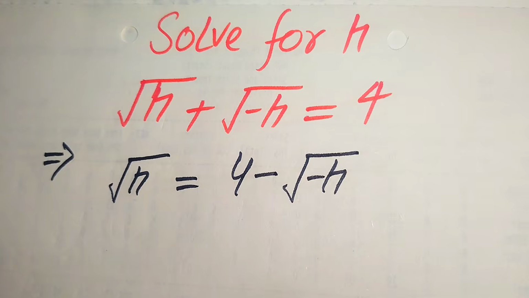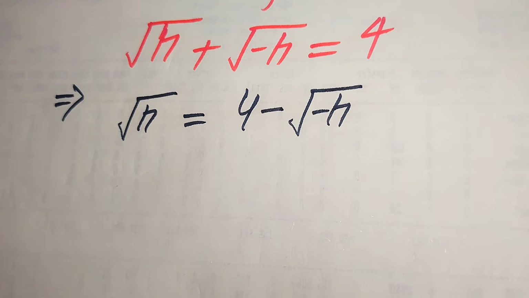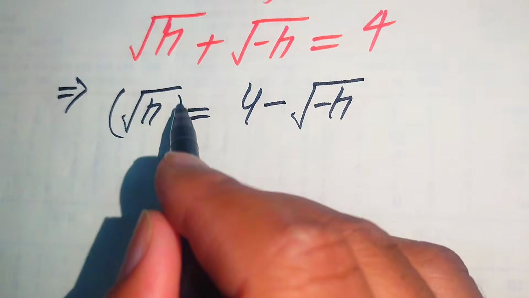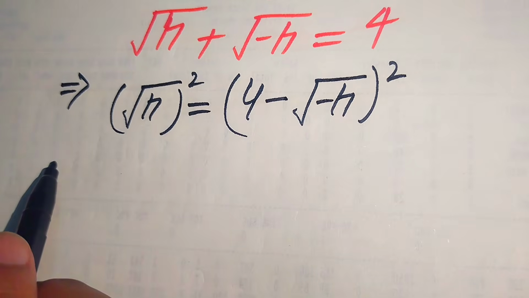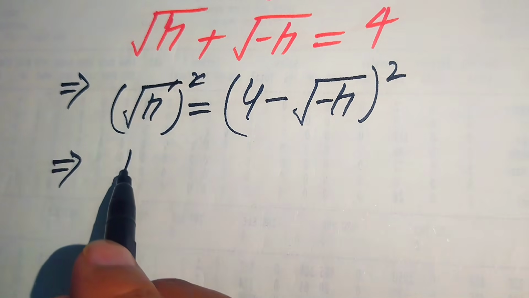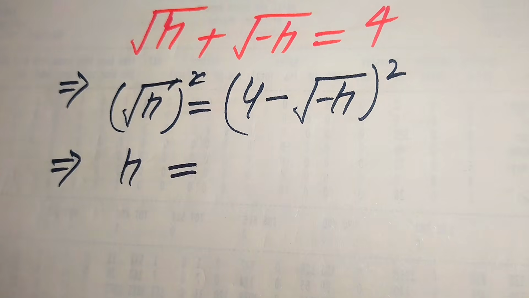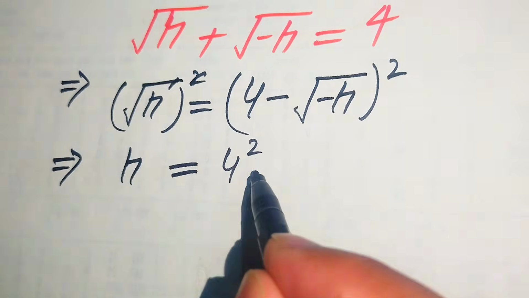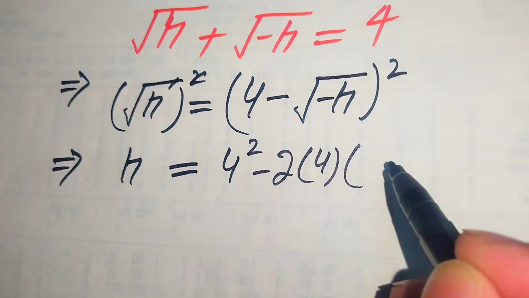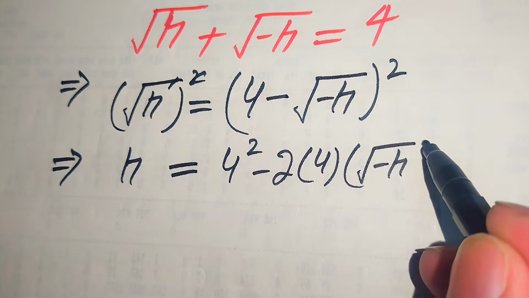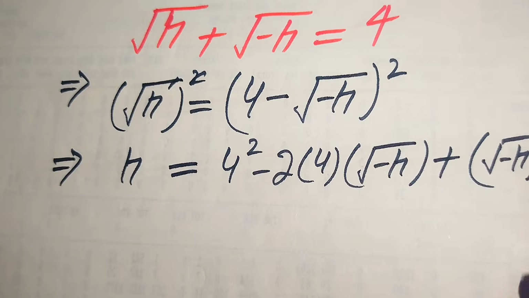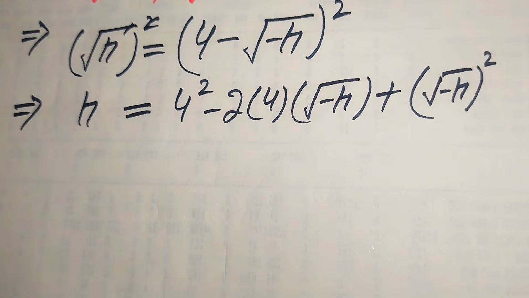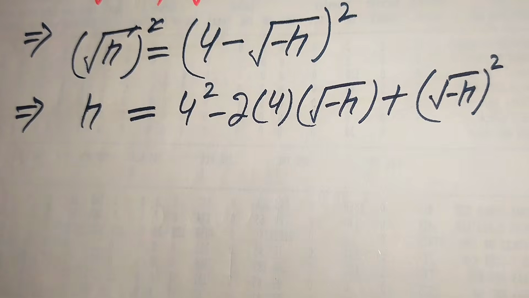Here first we need to remove the square root sign from both of the sides. Now we apply squaring on both of the sides, and when we apply squaring it will be written in this form. Further the 2 and square root are gone, and we get h is equal to, and now in the right hand side we use the algebraic formula, and according to this we write this term as 4 square minus 2 times 4 into square root of minus h, plus square root of minus h whole square.